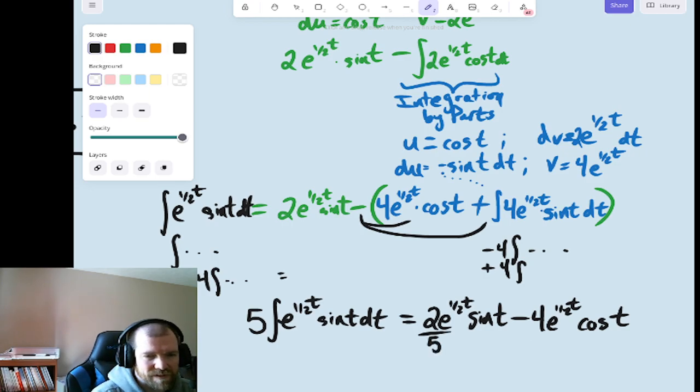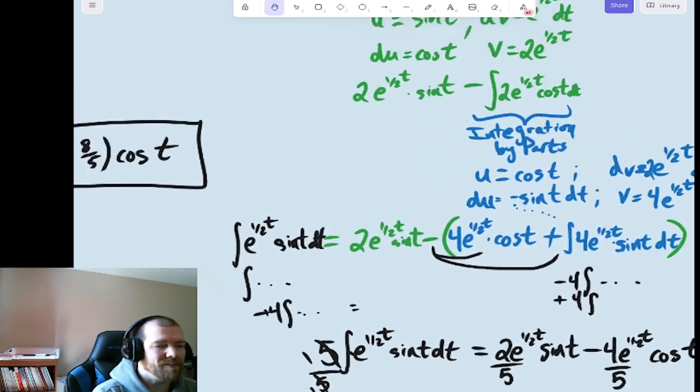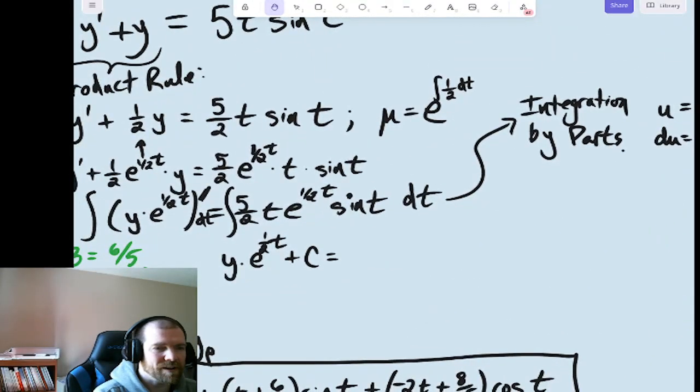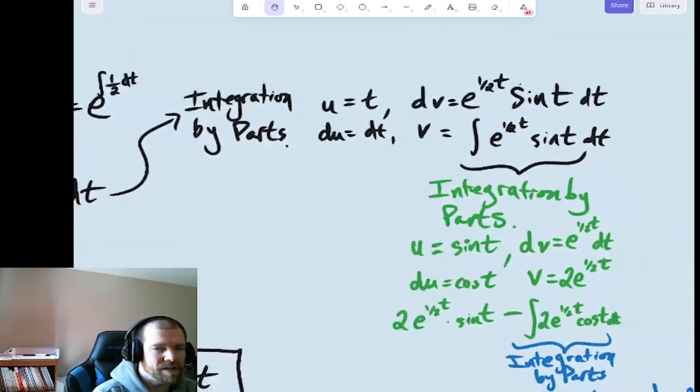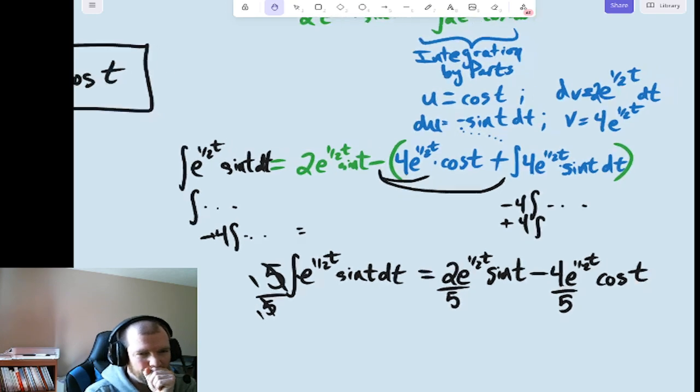This is going to be 2/5. This is going to be 4/5, negative 4/5. All right, divide by 5. Get rid of that. And then all of that comes back over to here. And we said, okay, we were trying to figure all this stuff out in the first place. So that's our v now. All of this stuff is our v from before.